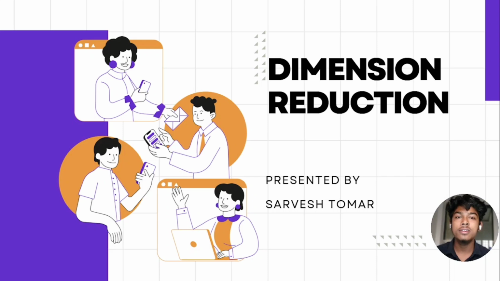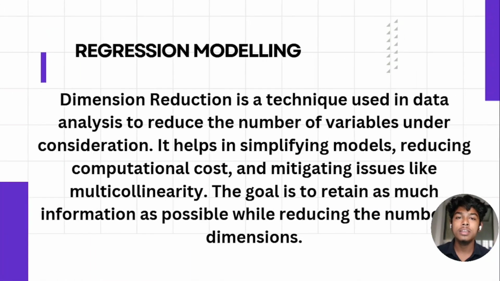In today's video, we are going to discuss what is data dimension reduction. Now, what do we mean by dimension reduction? Dimension reduction is a technique used in data analysis to reduce the number of variables under consideration. This will reduce the number of values we will be considering in a regression model.